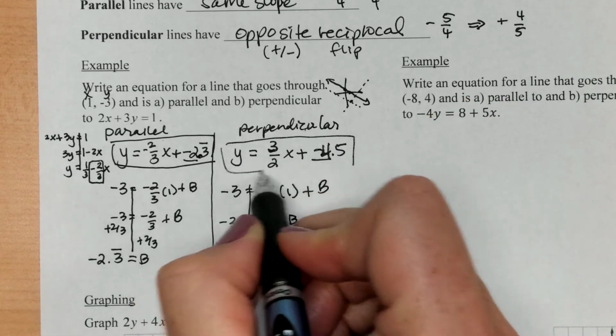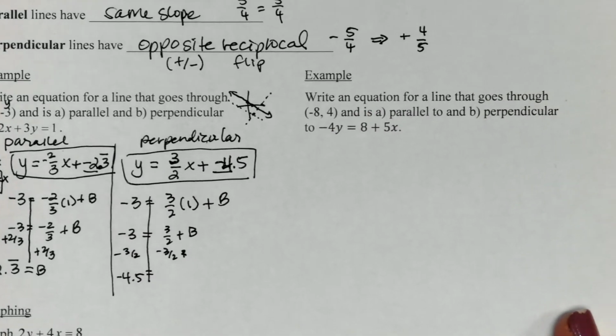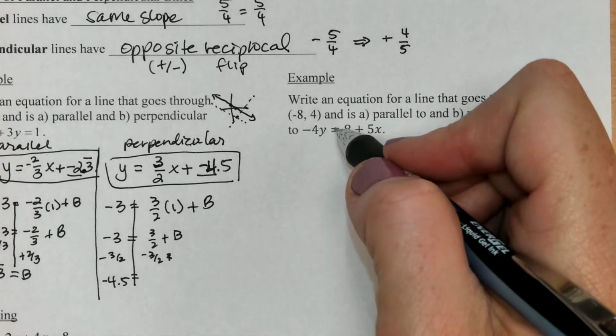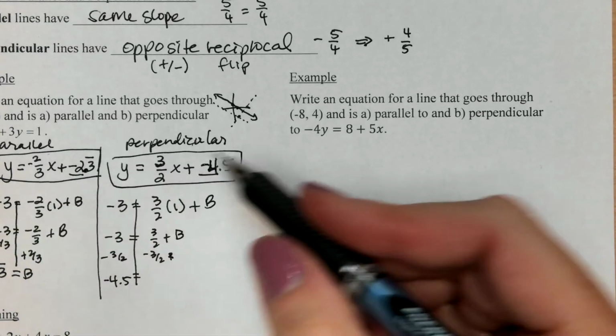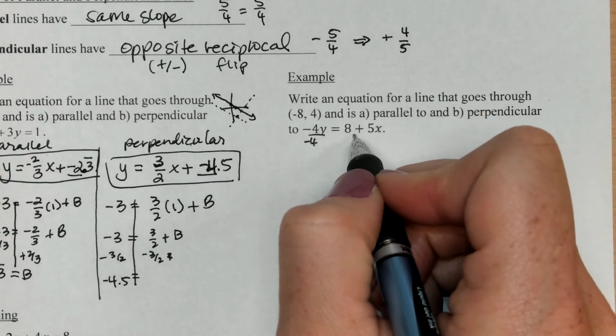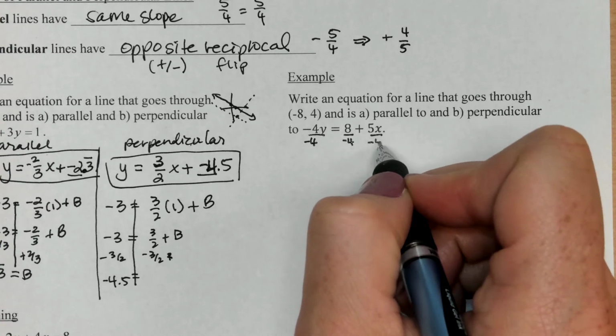And there's my perpendicular. We're going to do the exact same thing again. I'm just giving you a different equation to use. And I'm going to start by finding the slope first, because like that last one, I didn't leave myself any space. So I'm going to divide by -4 right away. I'm trying to solve for y, so that way I can see what my slope is.